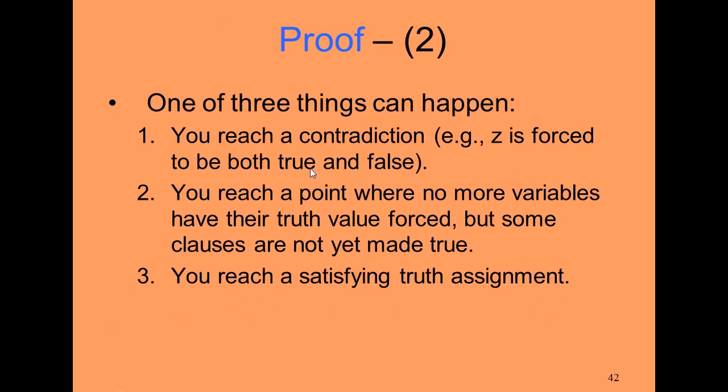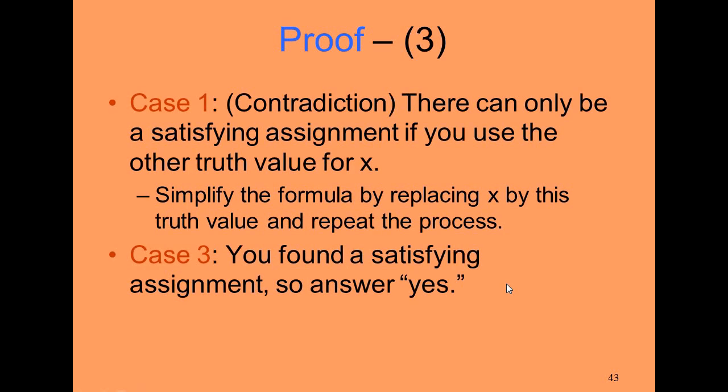So one of three things can happen. You reach a contradiction when you are forcing the value to be true or false. You reach a point where no more variables have their truth values forced, but some clauses are not yet made true. Or you reach a satisfying truth assignment, which we are expecting.